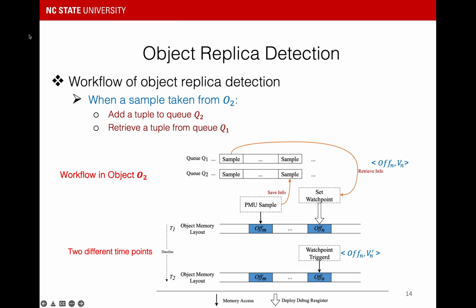Next, we use a debug register to set up a watchpoint at offset n. At time T2, the watchpoint at offset n is triggered, and we find the value at offset n is Vn prime. Then we compare the values Vn and Vn prime at the same offset of objects O1 and O2. We might have more comparisons between O1 and O2. In our paper, we have studied more than 50 applications, and based on our experience, if more than 60% of such comparisons report identical values among our detection pairs, we claim that the objects O1 and O2 suffer from object replica. We have the theoretical proof in our paper to guarantee the analysis accuracy of OJXPerf's sampling technique.